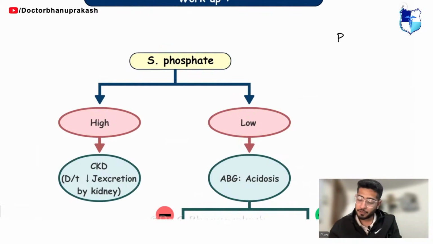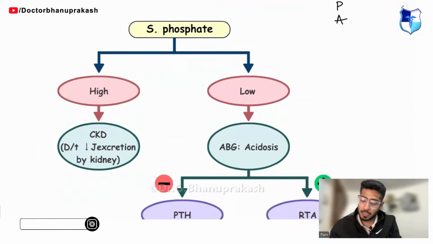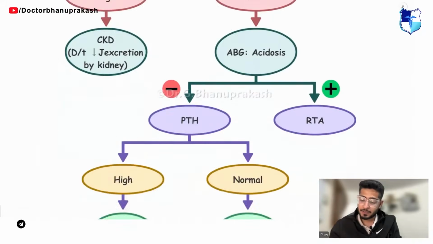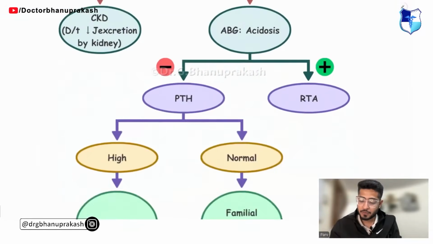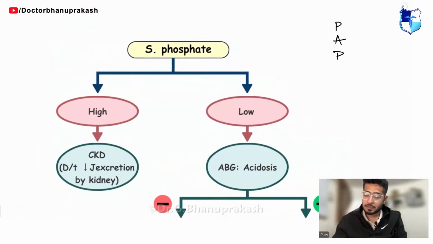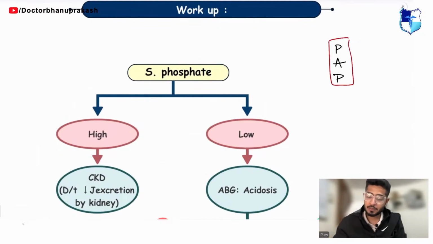Okay, so first of all you have to check for the phosphates, and after that you have to do an ABG. After that ABG you have to check for acidosis. Then you have parathyroid hormone, so next you will see about the parathyroid hormone. This is the workup in order to see the type of the rickets. PAP is the mnemonic to see the type of the rickets.